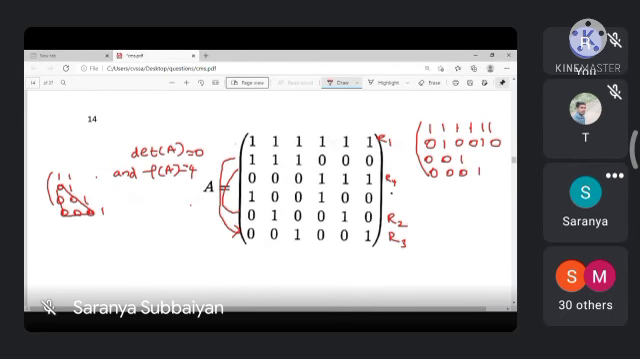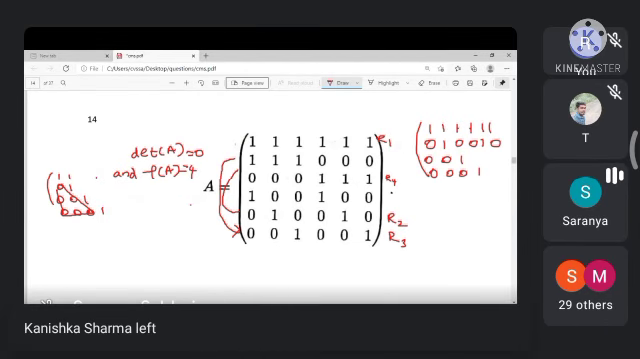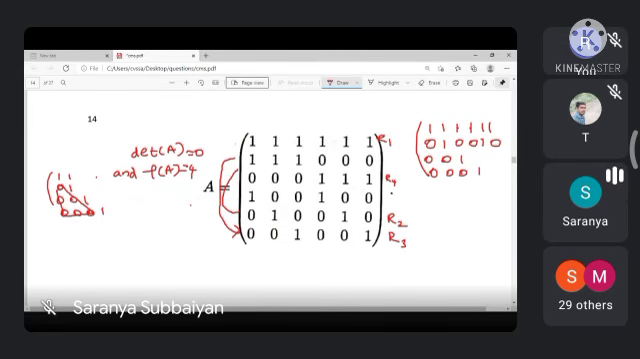Finding rank, you can interchange the rows, no problem at all. Finding determinant, if you interchange, you should multiply with a minus sign, as many times as you interchange. So while finding rank itself, you can identify the determinant. If rank is less than n, the determinant is automatically 0.